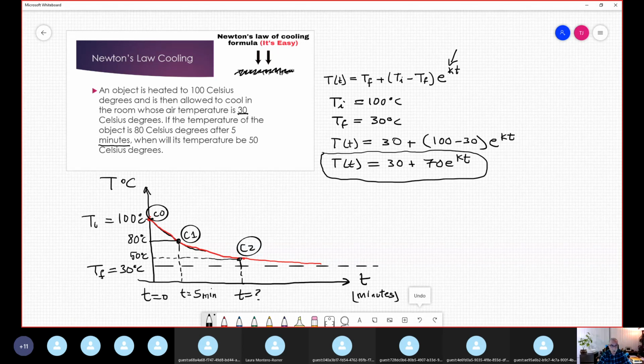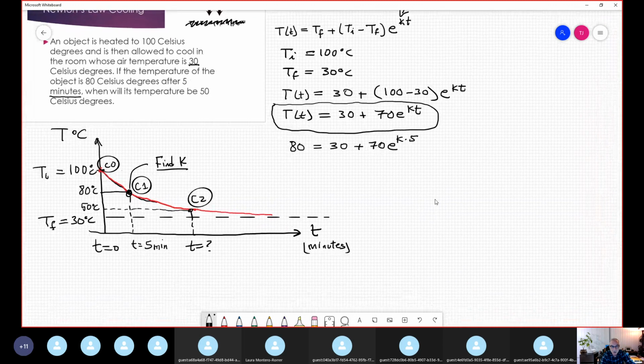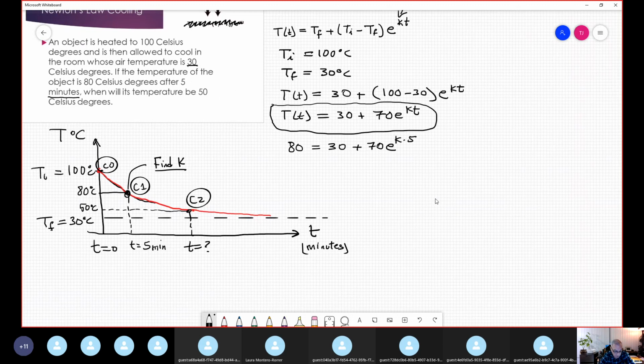Let's do it. Using the condition 1, because it allows me to find k. How do you know? Well, because in the condition 1 you have everything. You have temperature and you have time. The only unknown in the problem would be k. Entonces temperature at 5 minutes, you evaluate here 5 minutes, is 80 degrees, is equal to 30 plus 70 exponential k times 5. Okay, entonces in this moment we have an exponential equation. The only unknown in this exponential equation is k.